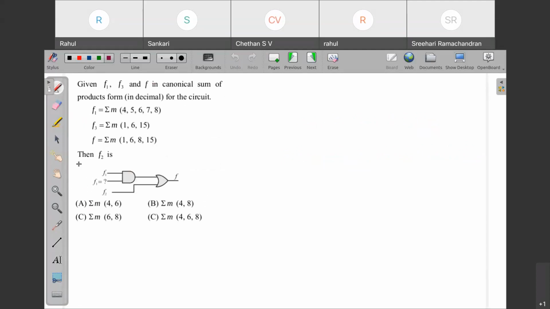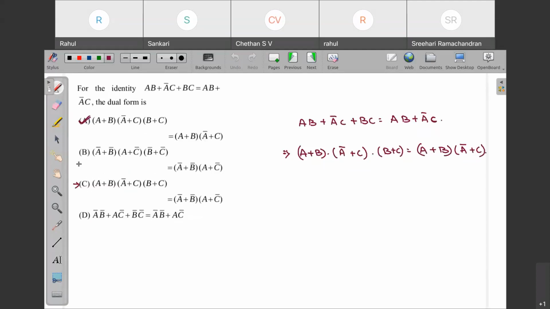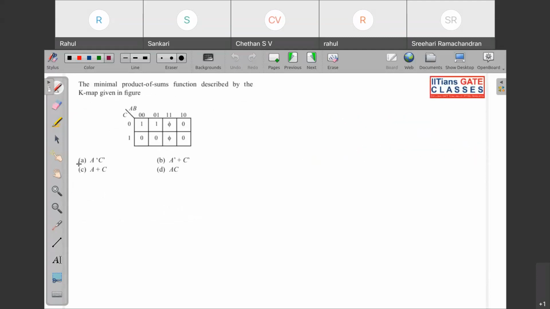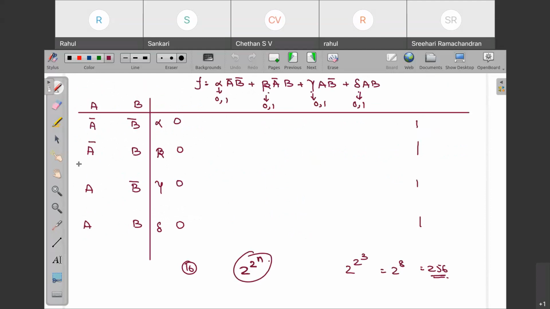Sir, 1 second, sir. Yes. Could you please explain that 2 raised to n case, that second case, a little bit more? Which one? This one. Yes. See.